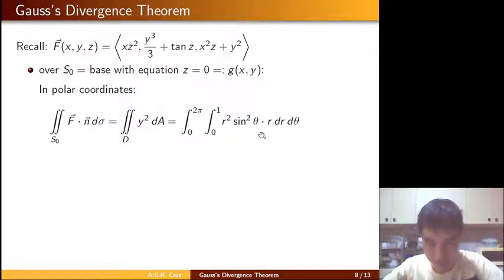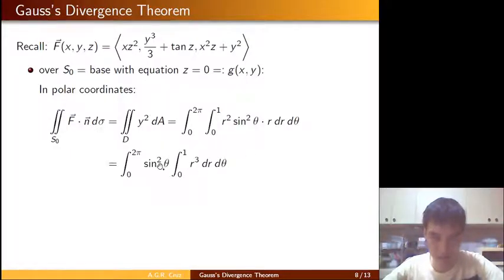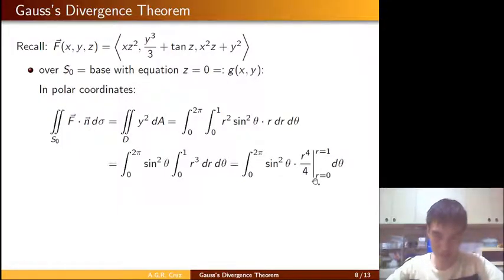And how do you evaluate this integral? You consider first the innermost, with respect to r. So with respect to r, the sine squared theta comes out of the integral with respect to r. So you get now the integral of sine squared theta. And then now you have r squared times r, that's r cubed, no? So your resulting innermost integral is now the integral from 0 to 1 of r cubed times dr. And when you integrate r cubed with respect to r, what do you get? You get r to the 4 divided by 4. And then of course, you evaluate from r equals 0 to r equals 1.